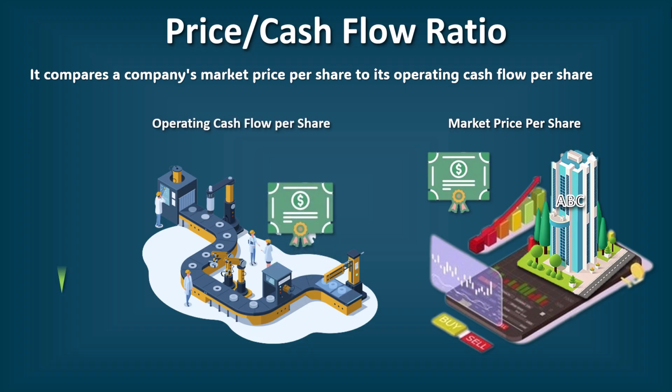If the value of the price-cash flow ratio is higher, it is generally not a good sign for investors because it means they are paying more for each dollar of operating cash flow. If it is lower, it is considered a good sign, as it indicates the stock may be undervalued relative to the cash flow it produces.